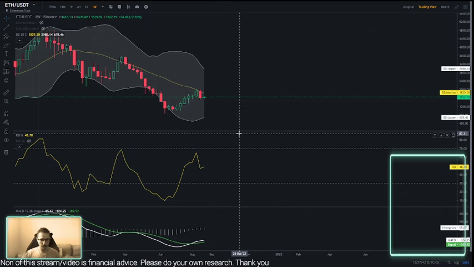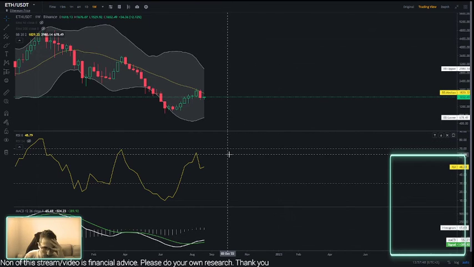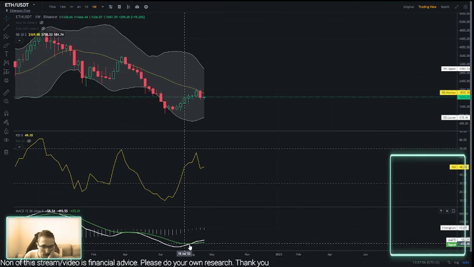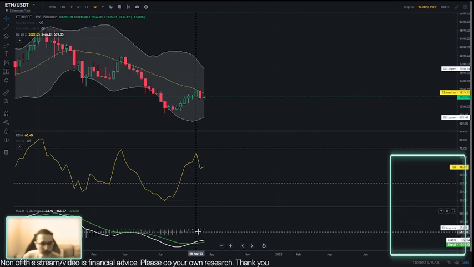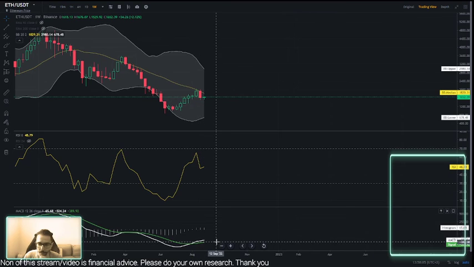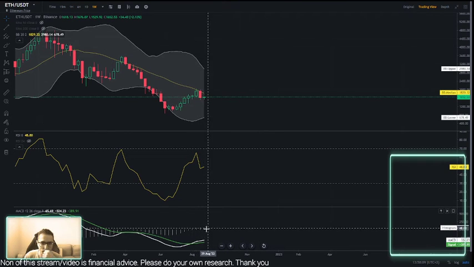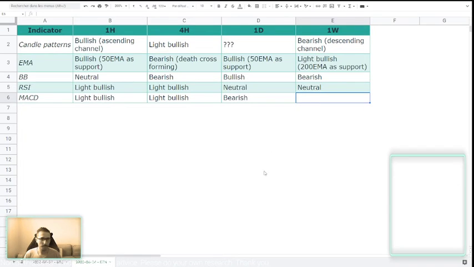And finally, the MACD indicator. So we are definitely in a very strong negative territory, but we are seeing some positive sign here where the MACD line crossed the signal line. And here the histogram is in positive territory too. So I'm going to put light bullish here.